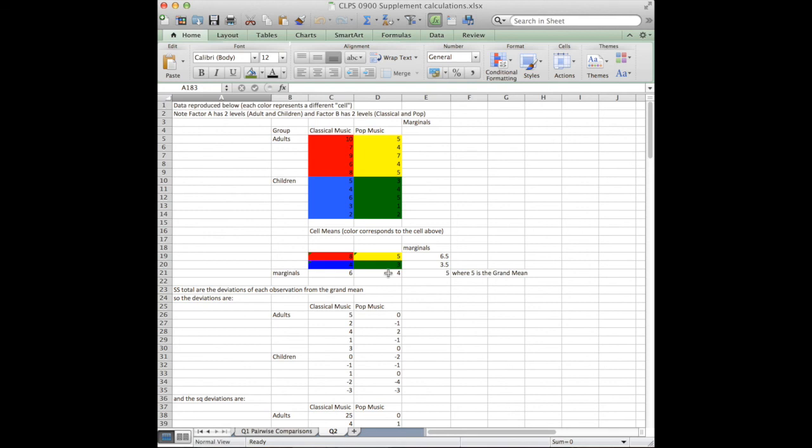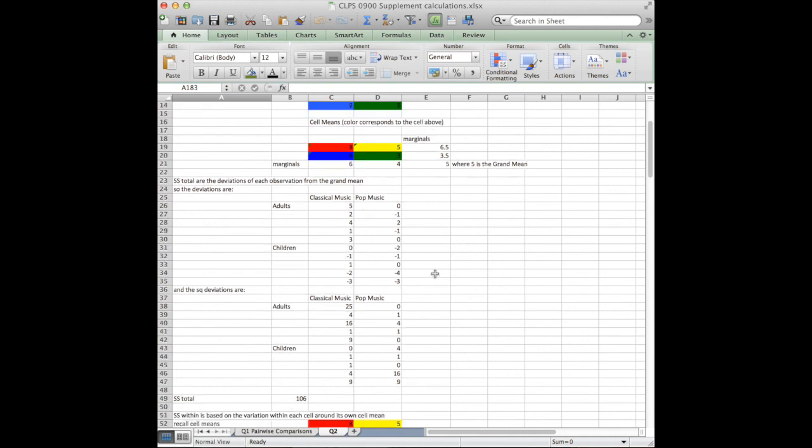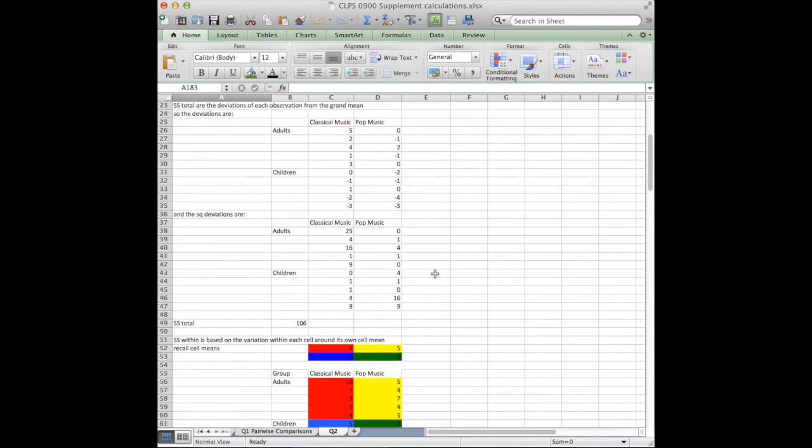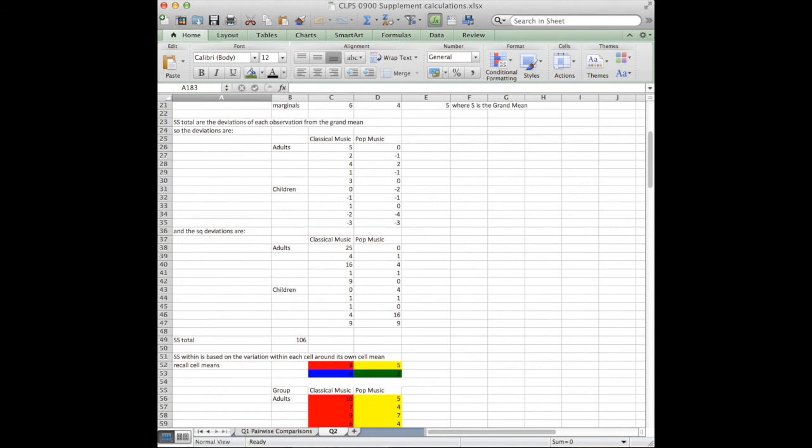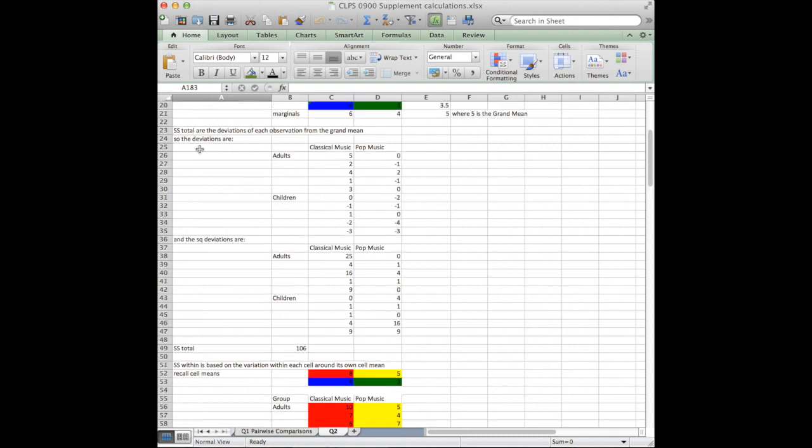And then after that, you can calculate the grand mean in a couple of ways. You can either average all of these cells, and then that would give you the grand mean, or you can also average the column marginals or the row marginals, and it should give you the same answer. So now we have to partition the sums of square terms. So the sums of square total terms are the deviations of each observation from the grand mean.